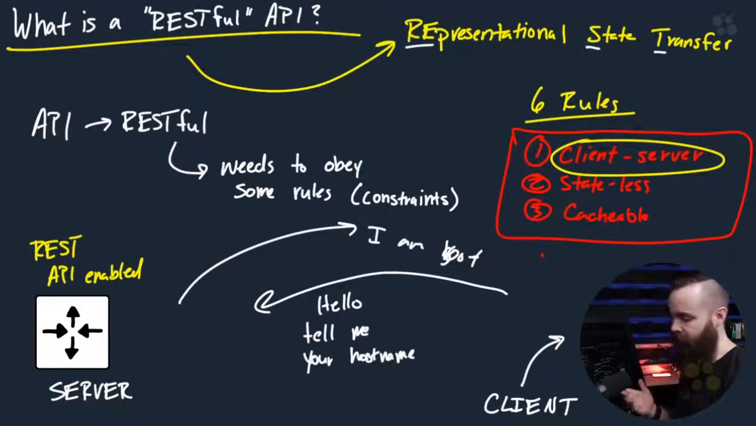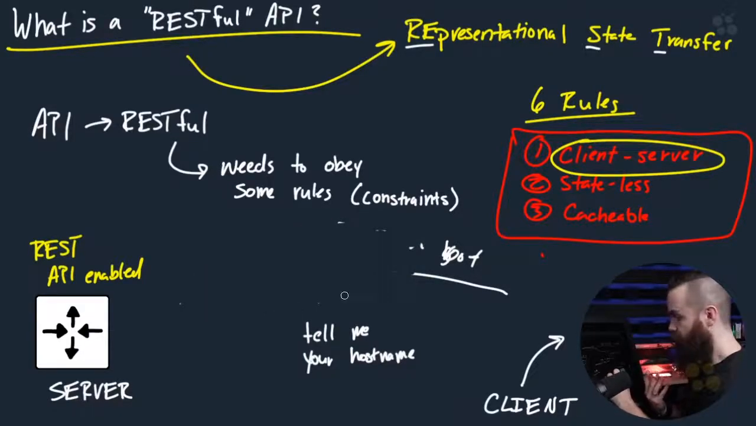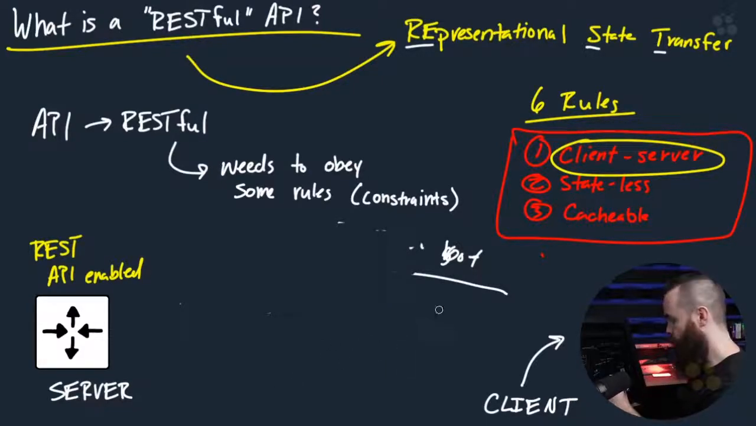If they don't do that, then sorry, you're not really a RESTful API. You're not really a pirate. You're just some dude dressed up for Halloween. And by the way, the server can be a router. It can be a controller. It could be a website. It could be a lot of things. REST APIs aren't just for network automation or for just one device.